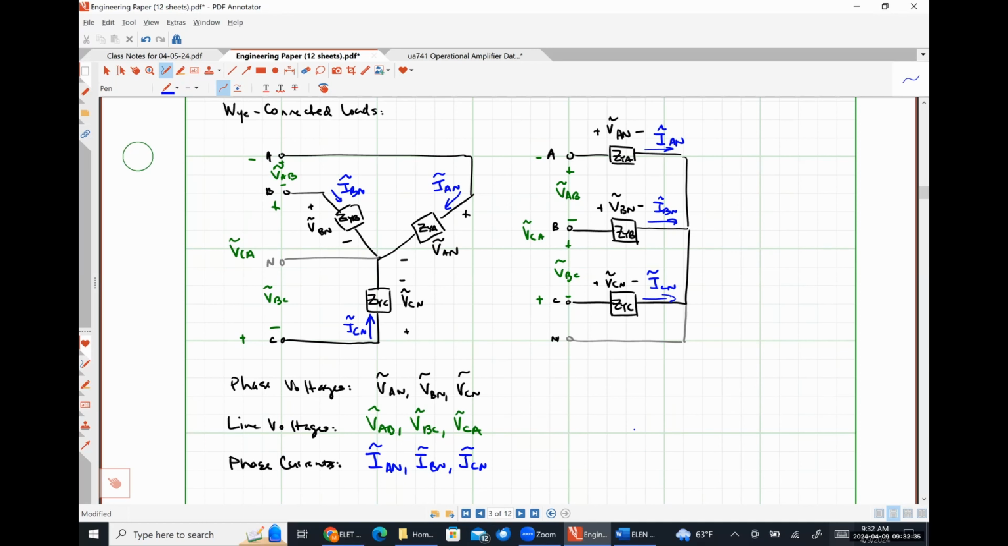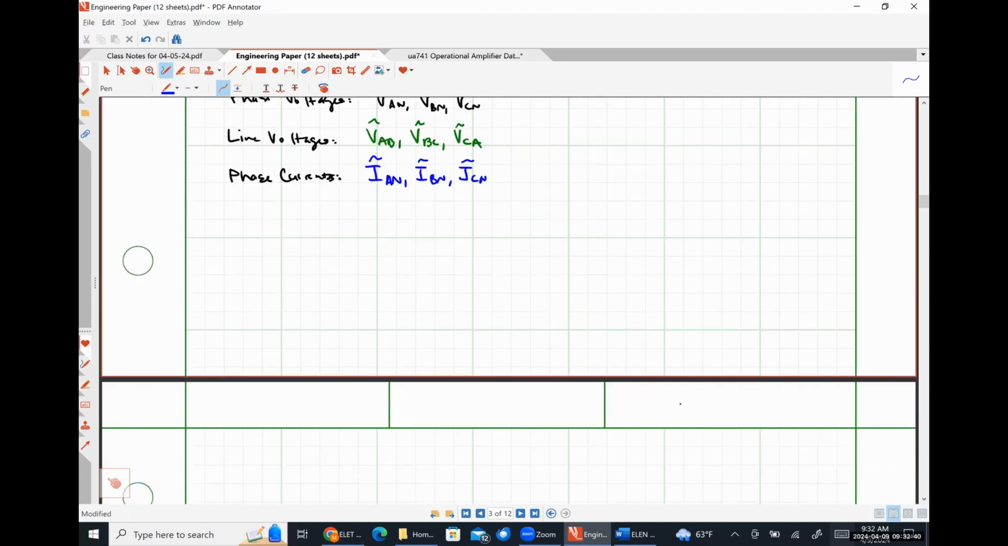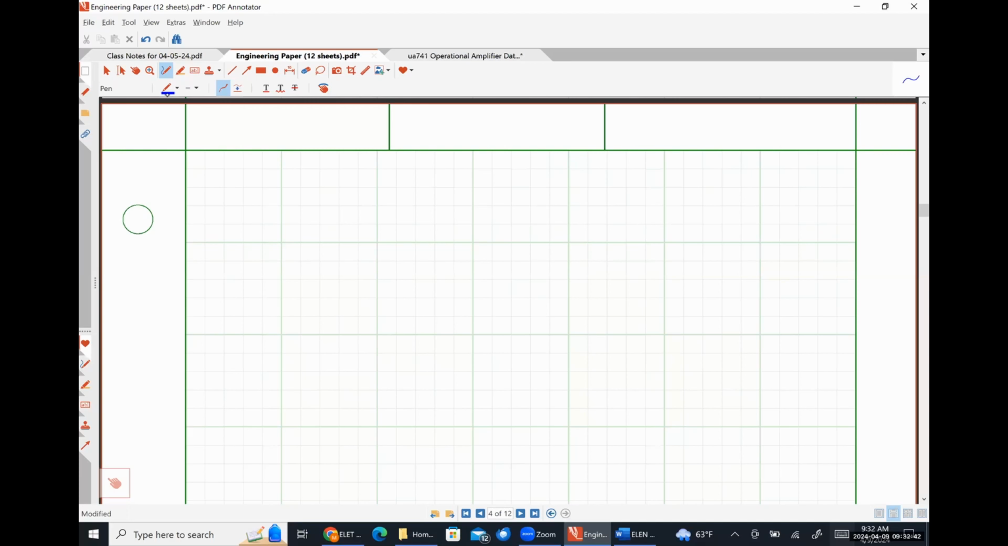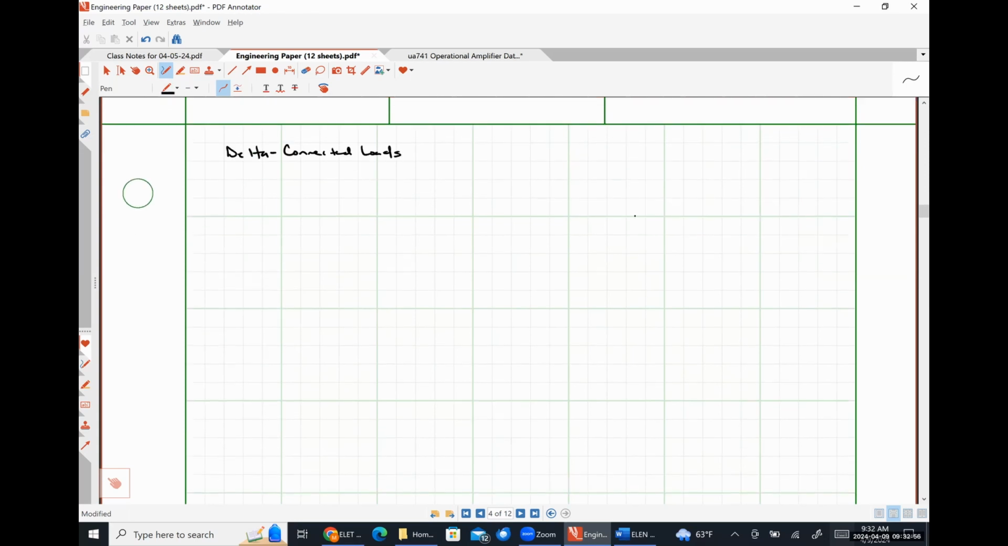All right, so let's wrap things up by talking about delta connected loads. And then okay. So for our delta connected loads, it's going to look very similar to a delta connected source, except that I'm just going to put my transmission line terminals on the opposite side. So here's going to be A, here's B.